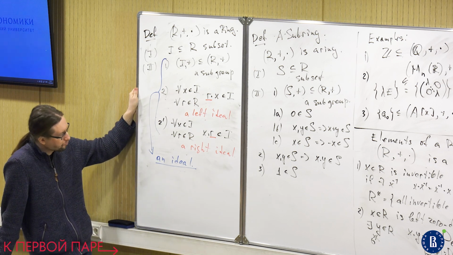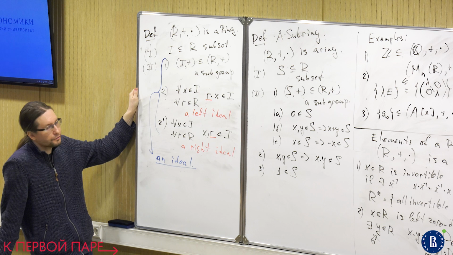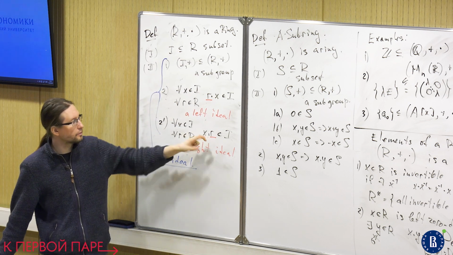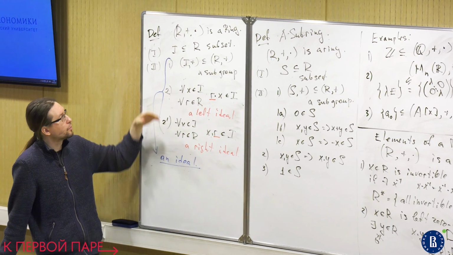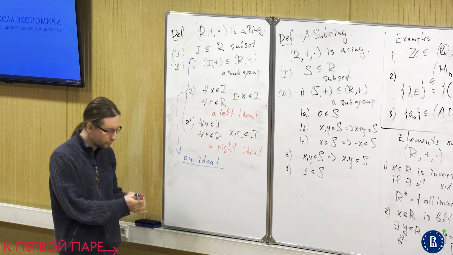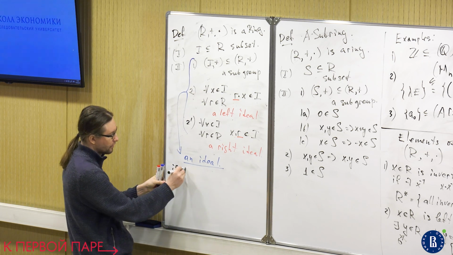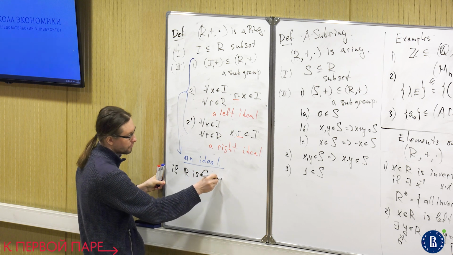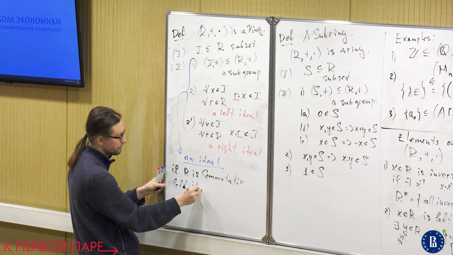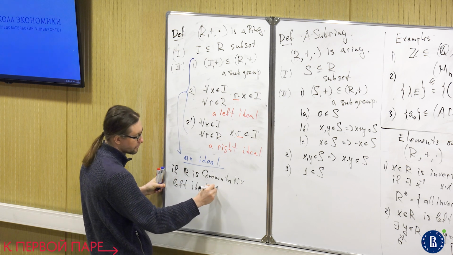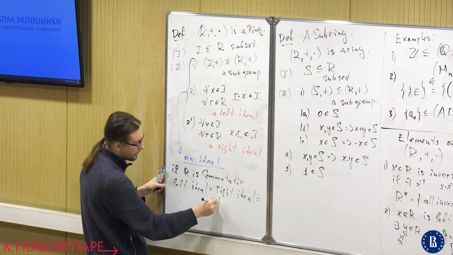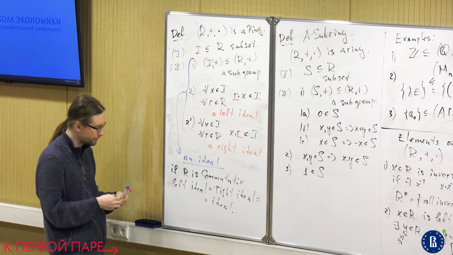Okay, in case of a commutative ring, there is no difference between left ideals and right ideals because the multiplication is commutative. And so we will deal with just ideals only, and that's it. So if R is commutative, then a left ideal is the same thing as a right ideal, and it's just called an ideal. So there is no difference.